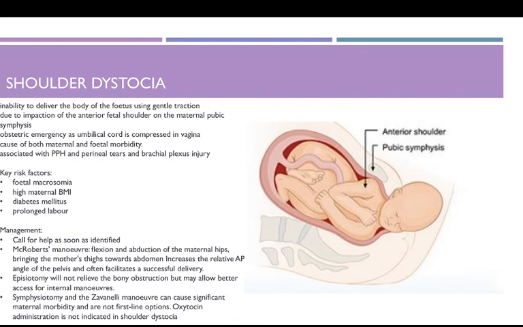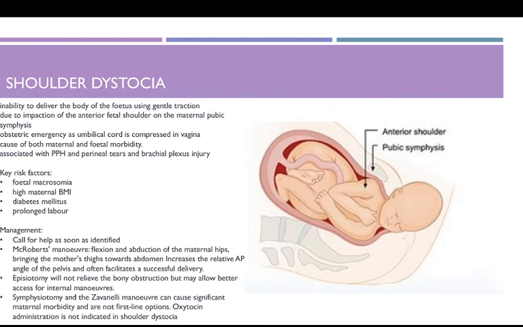The first thing that's tried is McRoberts manoeuvre, and so that's where the mother flexes and abducts her hips, so that's bringing the thighs towards the abdomen. And the reason why this is done is it increases the relative AP angle of the pelvis, and often it's successful in facilitating delivery.